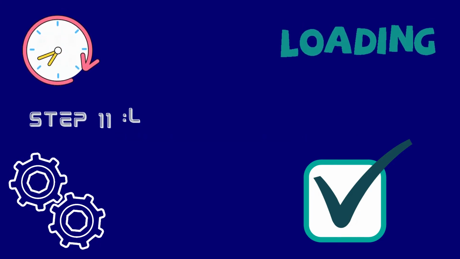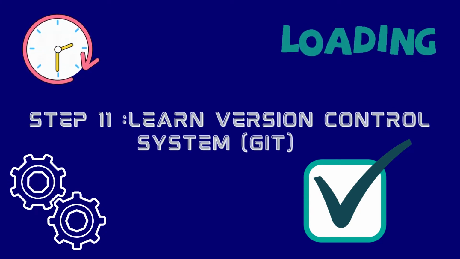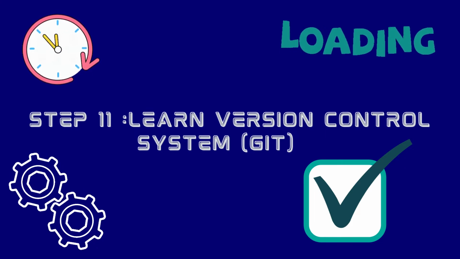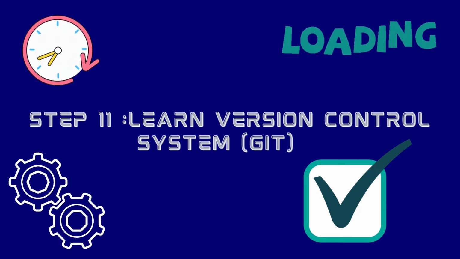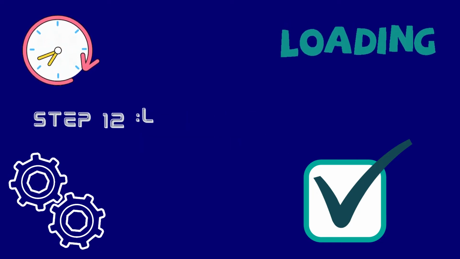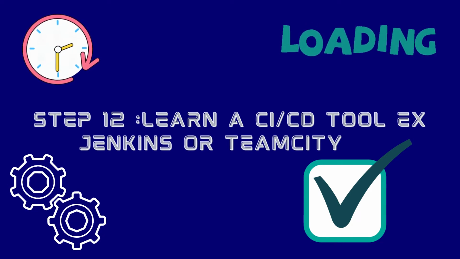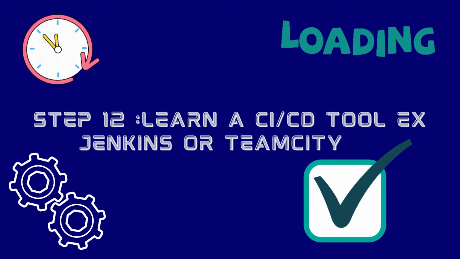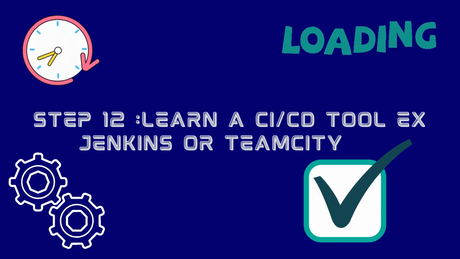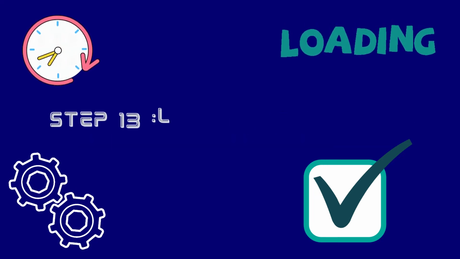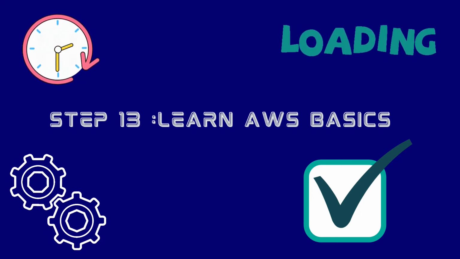Step number 11. Learn a version control system. Git is the most popular version control system, and you should have knowledge of Git for test automation. Step number 12. Learn a CI/CD tool, for example, Jenkins or TeamCity. Once you are good with automation script creation, you need to create a cron job or a pipeline to run the scripts automatically. Now, last but not the least, you need to learn AWS basics.